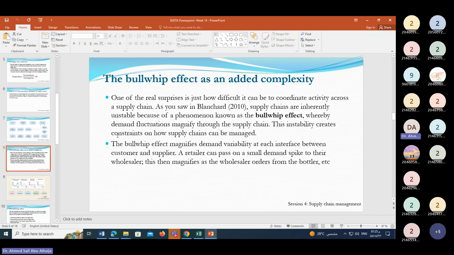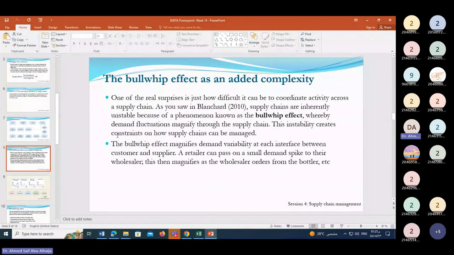Okay, what do you mean by that, Dr. Ahmed? Well, always demand fluctuations will happen. Demand fluctuations happen all the time because of the seasons, because of the promotions. Always there are some fluctuations for one reason or another.